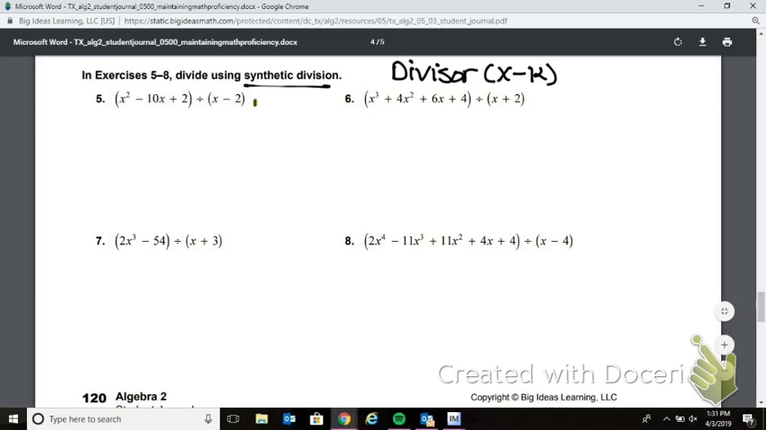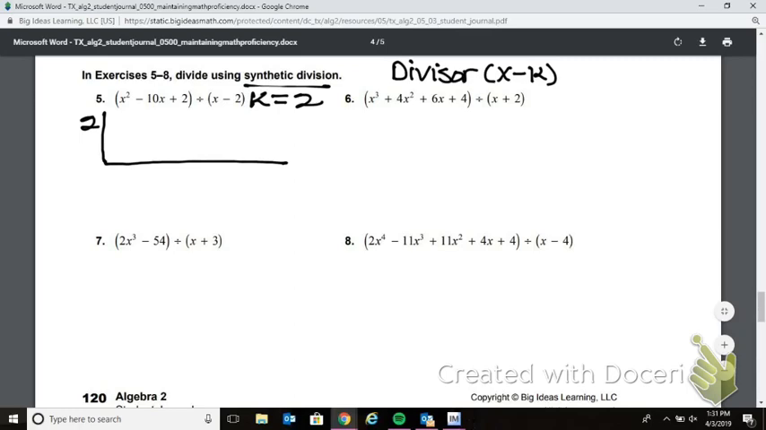So what you do is you take your k. In this case, k would be equal to 2. You take your k and put it outside of the house, and then you do an upside down long division bar, and you make it tall enough to have 2 rows of numbers in it.